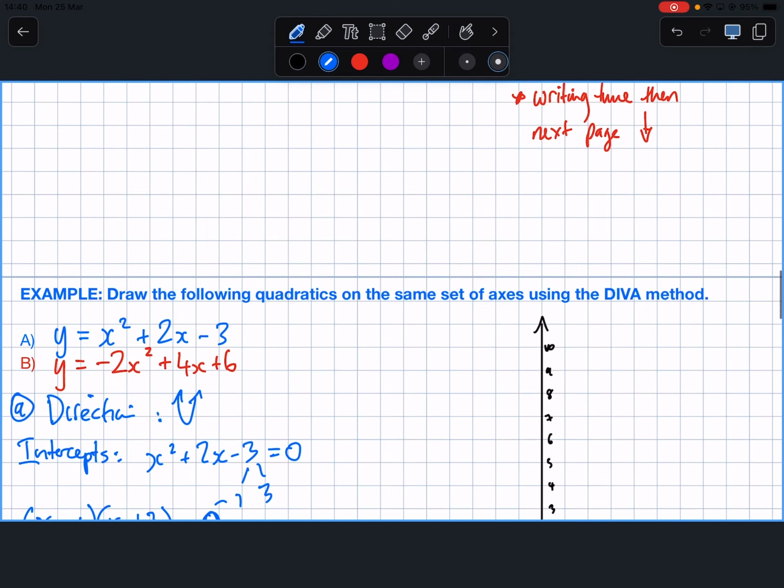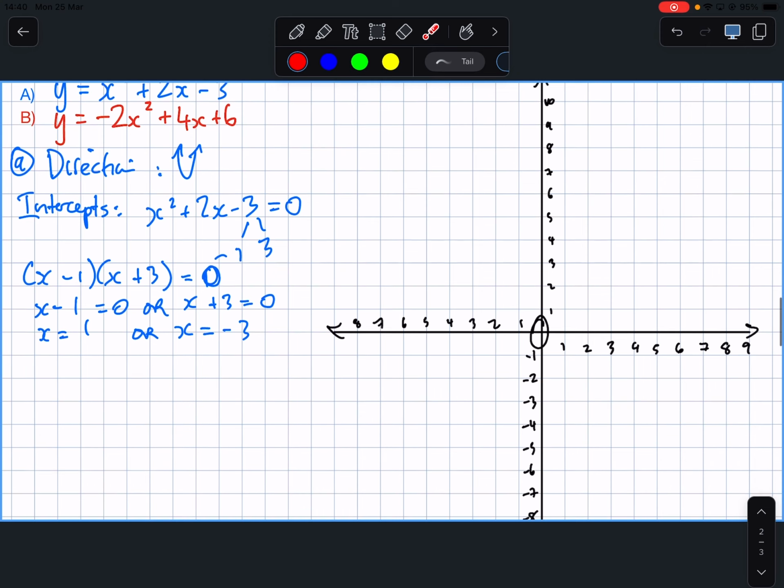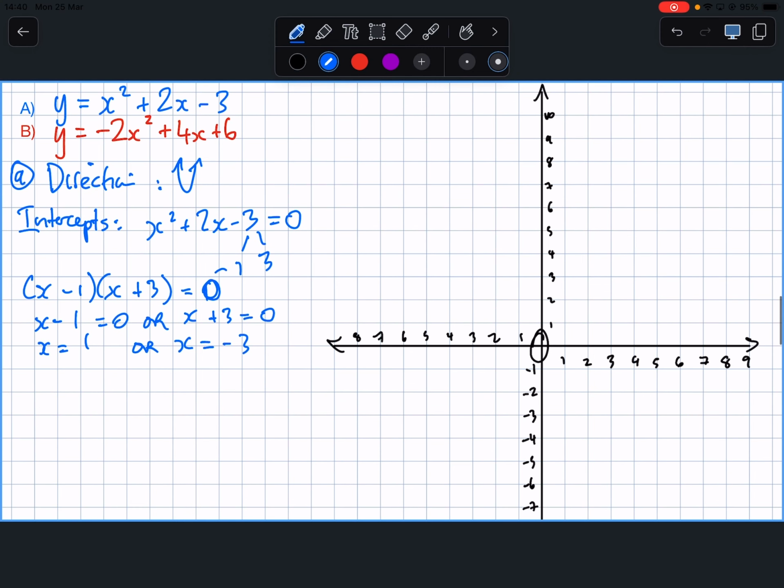what did we say in the steps here? If there are two solutions to x, then the quadratic cuts the x-axis twice. Do I have two solutions here? So that's telling me the quadratic is going to go through at x is equal to 1. So I've got a dot there. Where else is it going to go through? So I'm going to put a dot there.